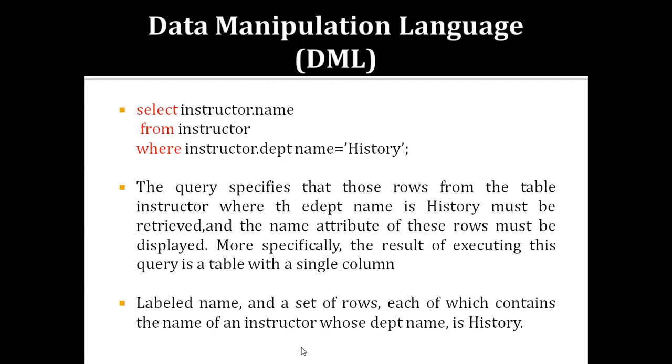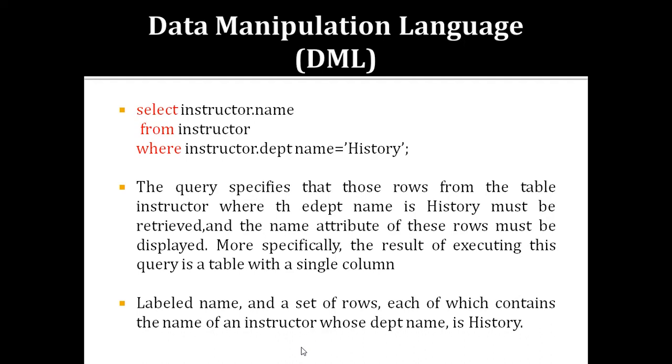From instructor, what are we going to find out? Select instructor name, where instructor dot department name is equal to history. So instructors working in the history department, that data will be retrieved from the table. After executing that query, we are going to see the instructor names with only the history department.